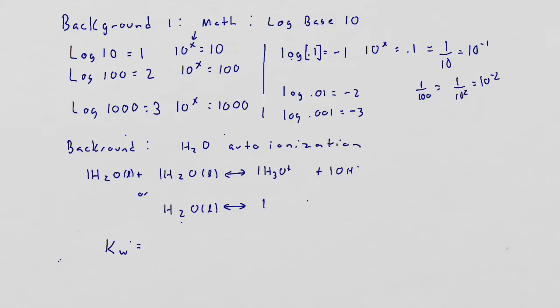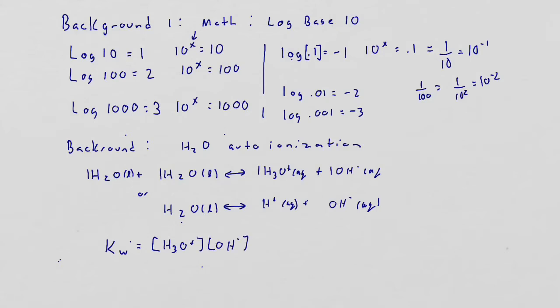Sometimes they'll write this way as just H plus and OH minus. Now, the important thing here is these guys are aq, aq, aq, aq. And the important thing is the equilibrium expression. Because liquids are never put in equilibrium expressions, this has no denominator. It is merely H3O plus times OH minus.